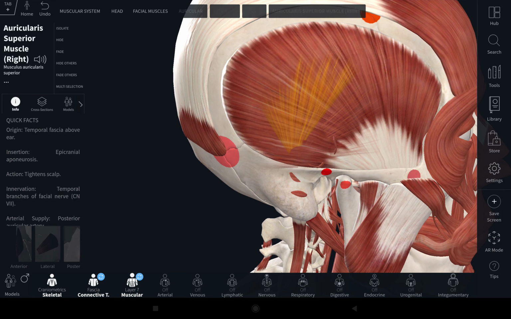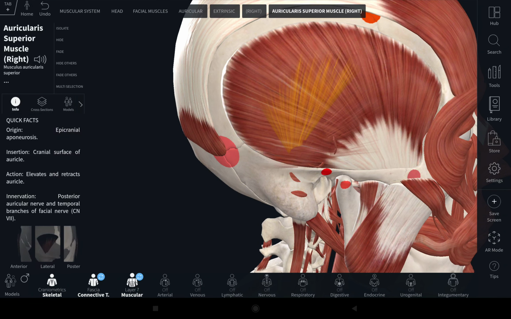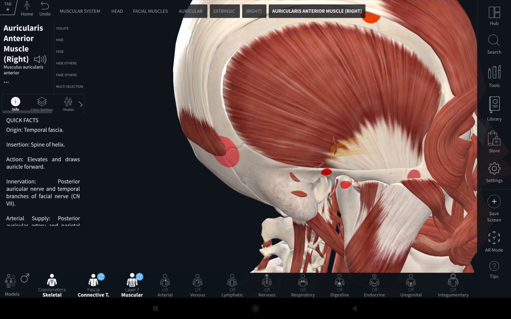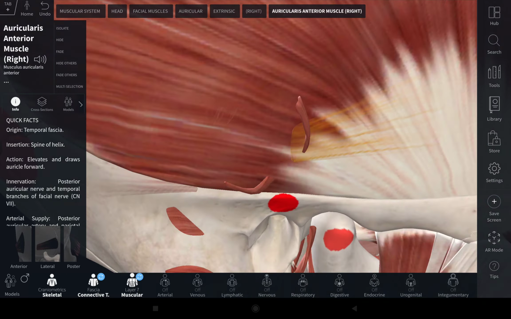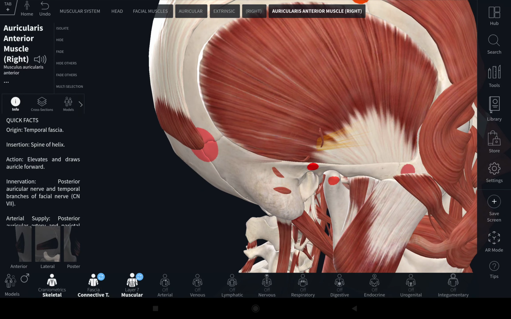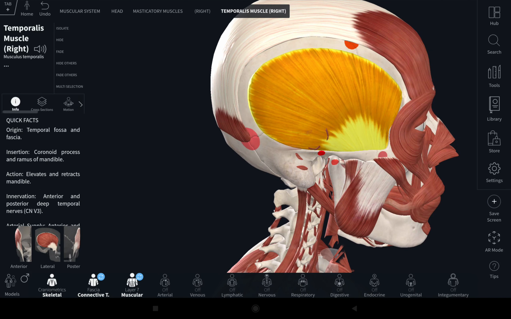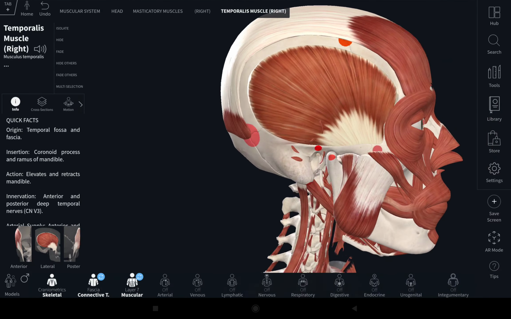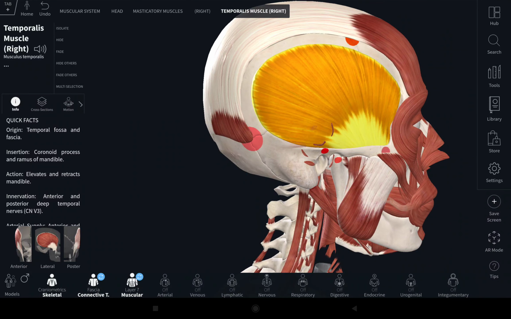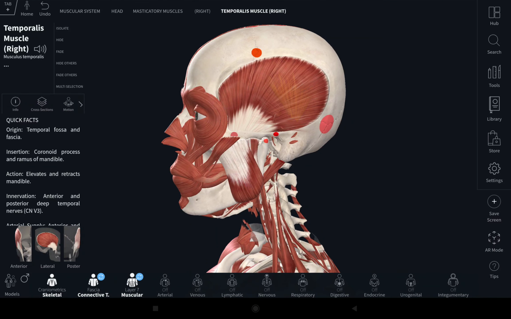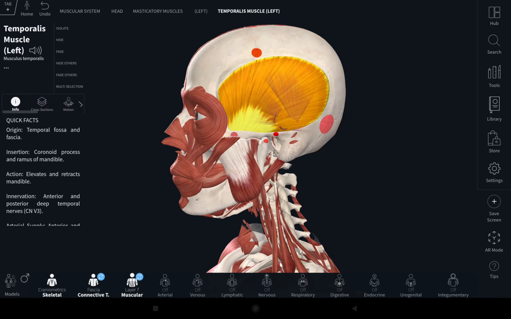We remove the auricularis superior muscle and temporoparietalis muscle. Now this muscle is the auricularis anterior muscle. Now a muscle exposed in the lateral side of your head is the temporalis muscle. This is the right side of the temporalis muscle, and this is the left side.